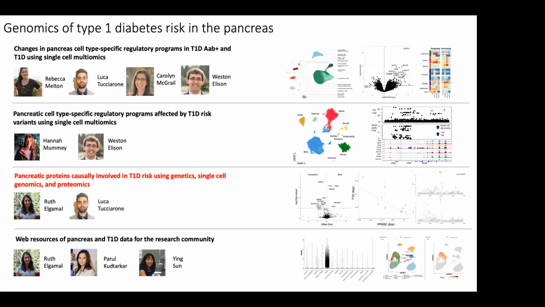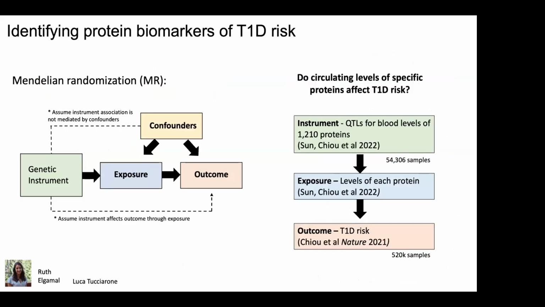So this is a project where we're looking at proteins that are causally involved in type 1 diabetes risk using genetic data, single cell genomics data, as well as large scale proteomic data. The design of this study is that our interest is to identify protein biomarkers of type 1 diabetes in exocrine cells, but other cell types as well. And to do this, we're using a technique called Mendelian randomization.